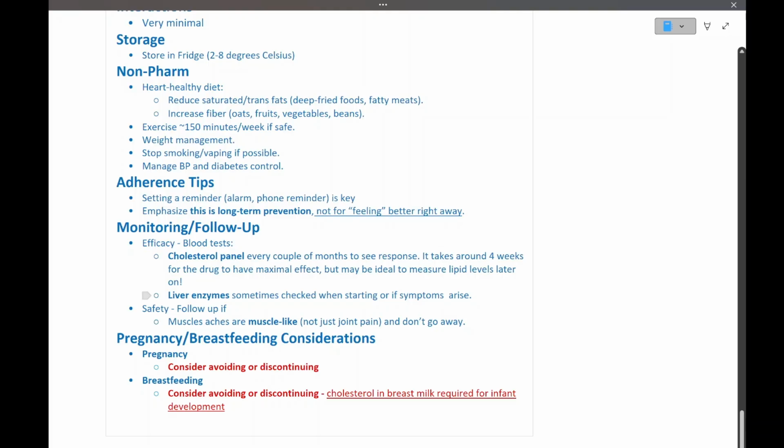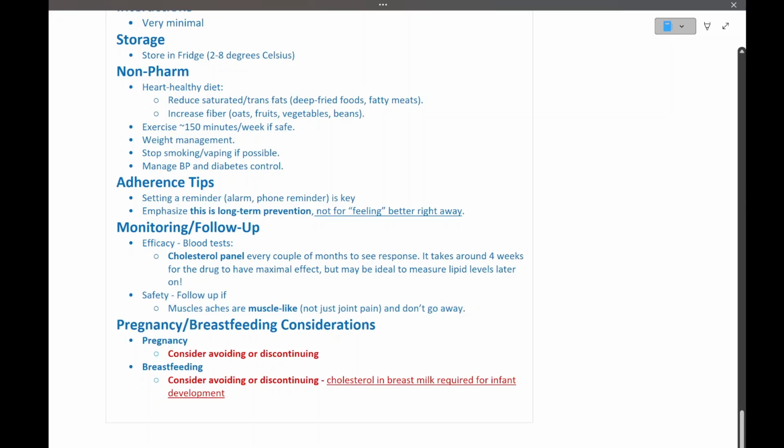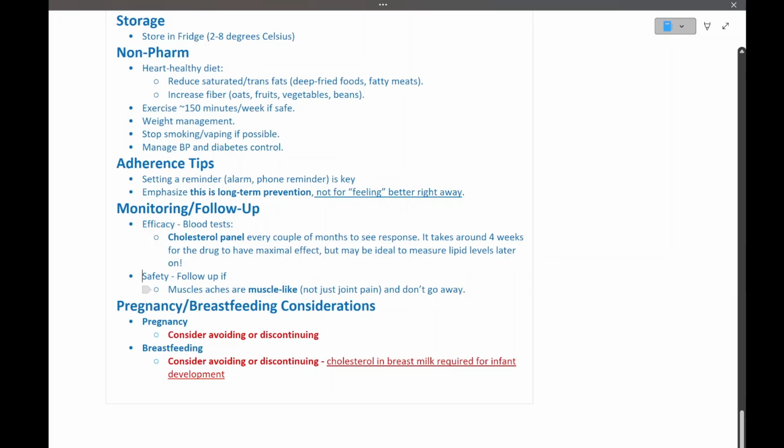and maybe not liver enzymes. Just follow up if muscle aches don't go away. And then in terms of pregnancy or breastfeeding considerations, you want to consider avoiding or discontinuing. The safety data isn't clear for pregnancy or breastfeeding individuals, so just use caution, essentially.